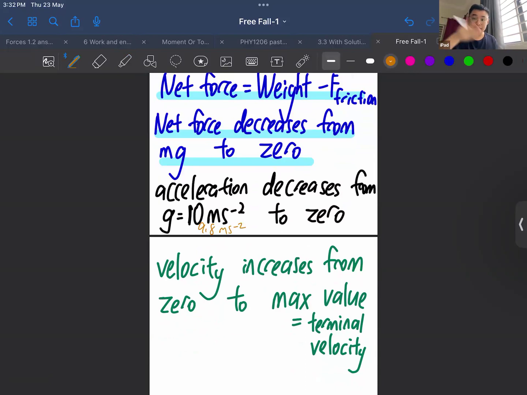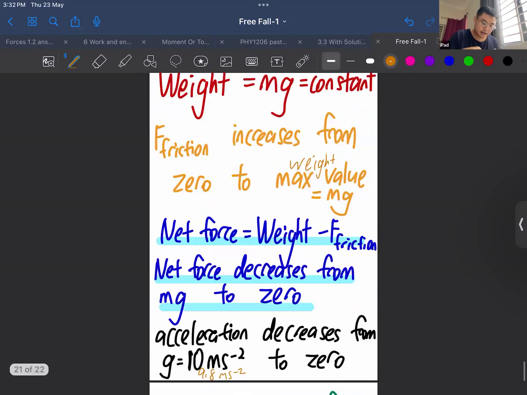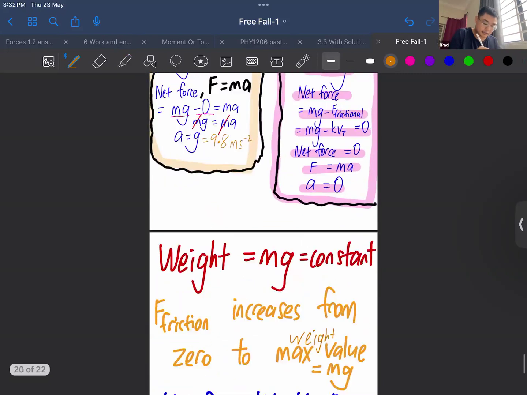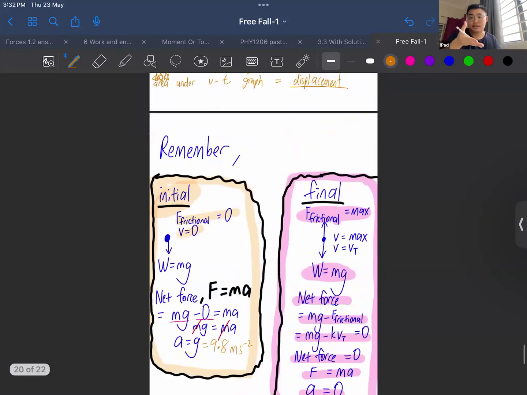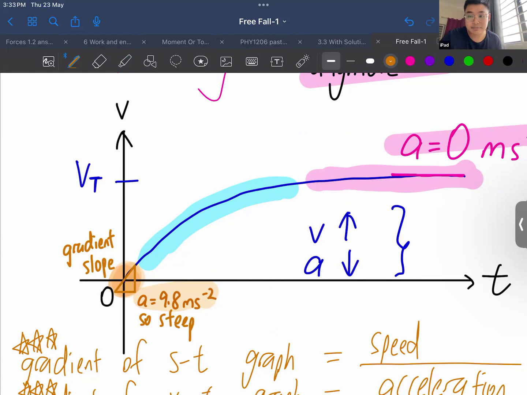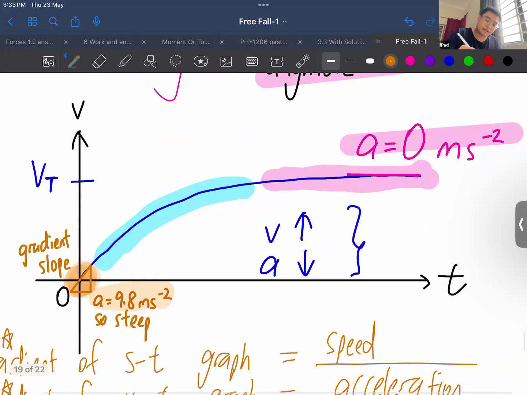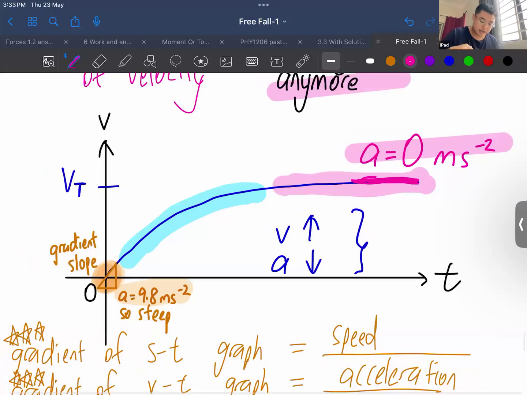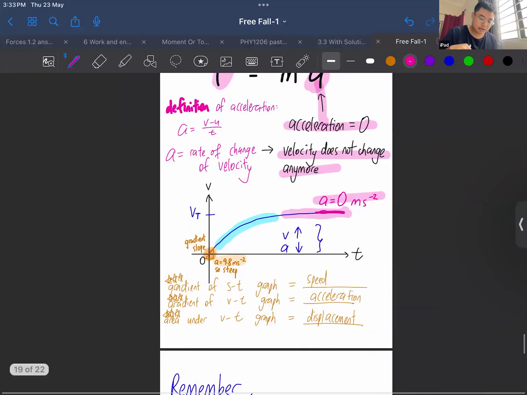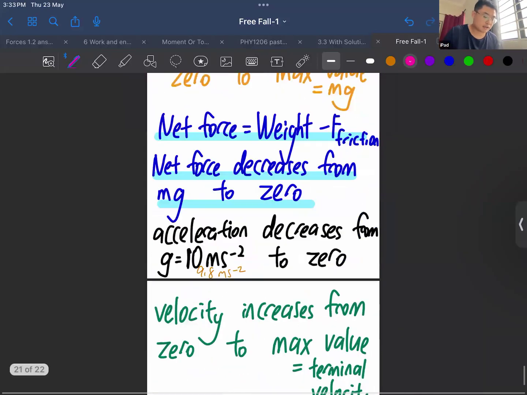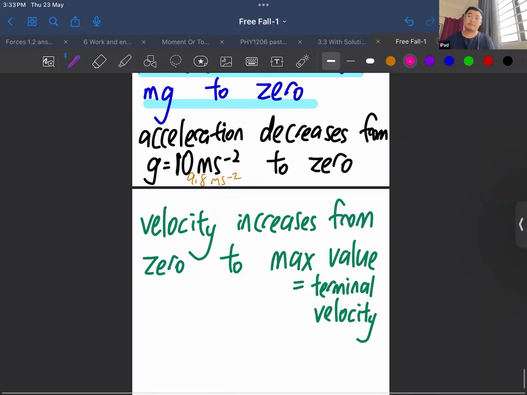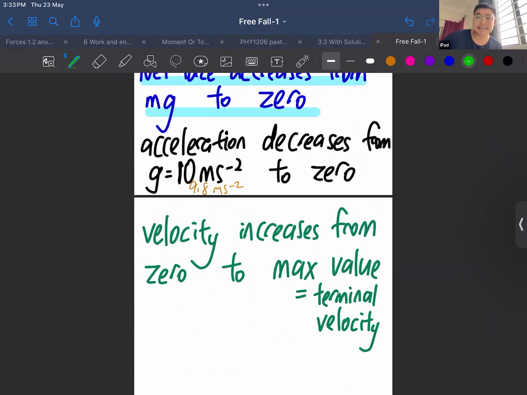That means your gradient. Then you look at this. Initially so steep here, so steep. Initially the graph here is so steep. That's why it has 9.8. Later on, the graph here is no longer steep. So that's why a equals 0. No longer steep. Are you okay? Yes. And now, throughout the journey, your velocity increases from 0 to a maximum value, which is the terminal velocity.